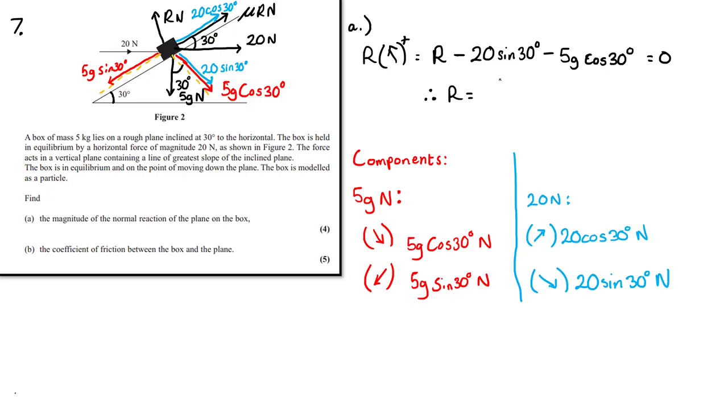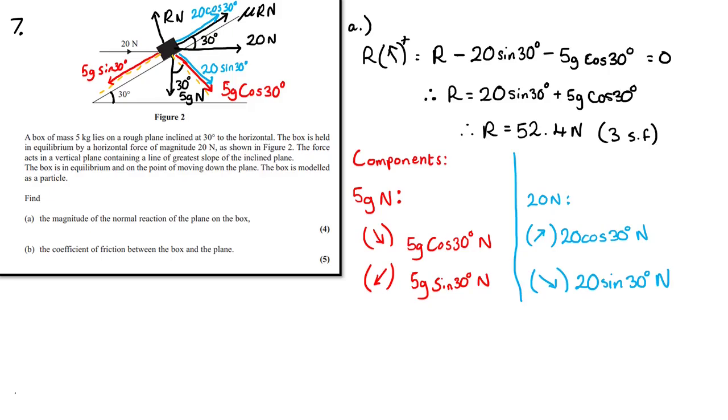R is going to be equal to, adding these to the right hand side, 20 sine 30 degrees plus 5g cosine of 30 degrees. Put this into your calculator, and what you get for R, the magnitude of the normal reaction of the plane on the box, is 52.4 newtons to 3 significant figures. So that's resolving forces perpendicular to the plane, giving us the magnitude of the normal reaction of the plane on the box.